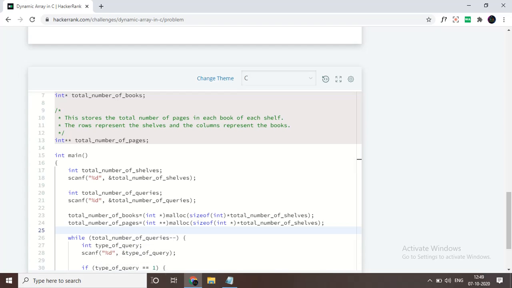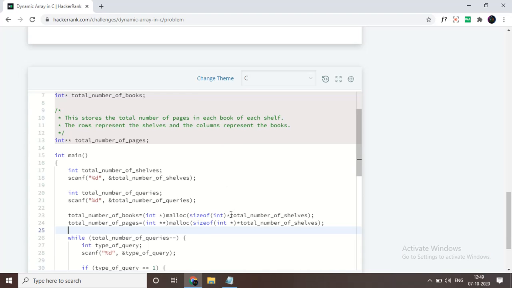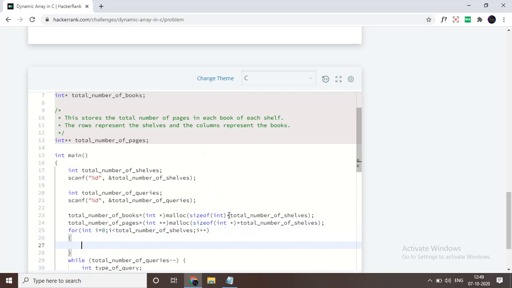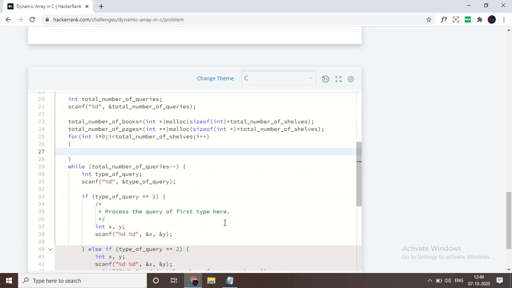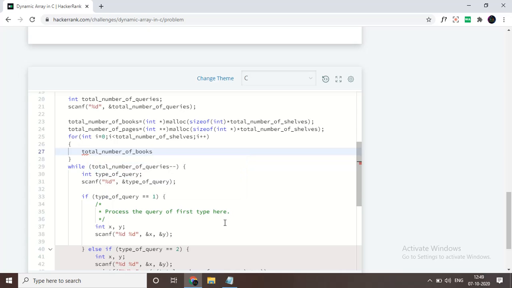For every shelf, I am going to allocate zeros first of all, right? I am going to allocate 0 here, and 0 here. That means 0 books, 0 books, 0 books, 0 books. For that, I am going to take one for loop here. For int i is equal to 0, i less than total shelves, i plus plus. For every shelf I am going to declare total number of books of i is equal to 0 here.